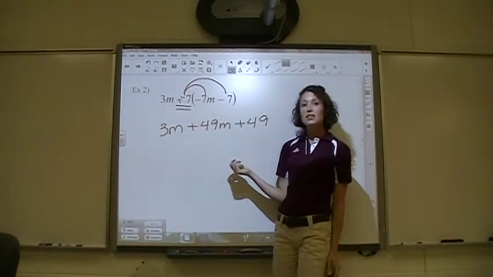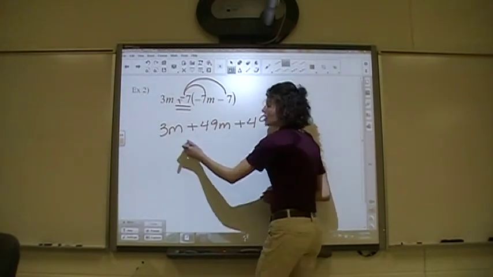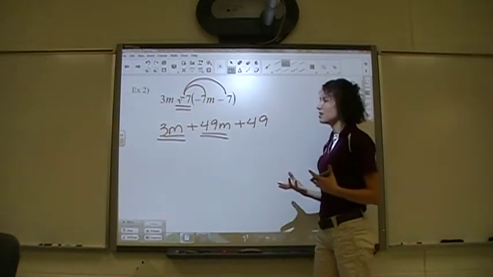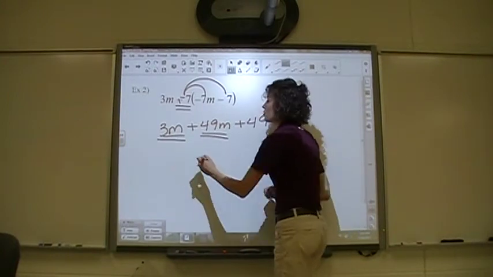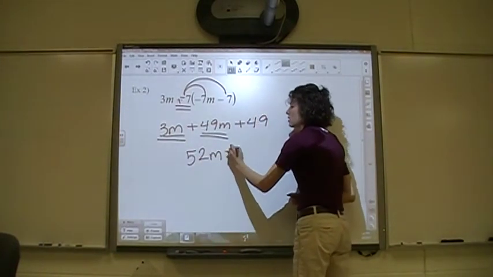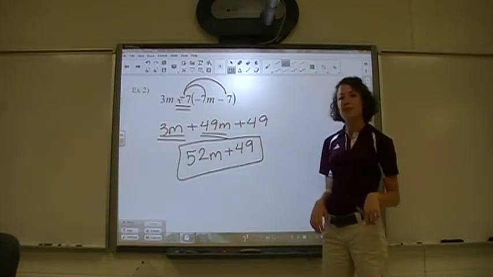Now we're not quite done yet because we are simplifying, which means we also have to combine our like terms. So you see that both the 3m and the 49m are like terms because they both have the same variable. 3m plus 49m is going to give me 52m. Then drop down your plus 49. And that is my answer, completely simplified.